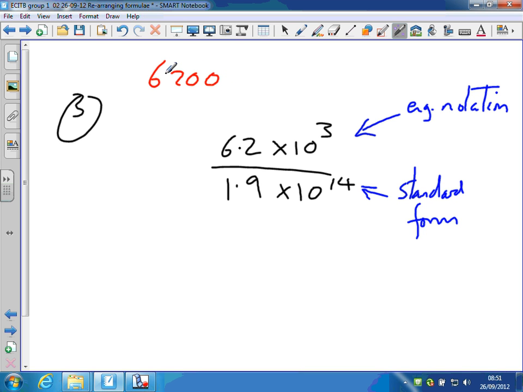That's a way of writing big and small numbers. I wouldn't want to write that. I've got to move the decimal point 14 places to the right on this one. So that would be a really big number. So this is a very convenient way of writing a large number like that.